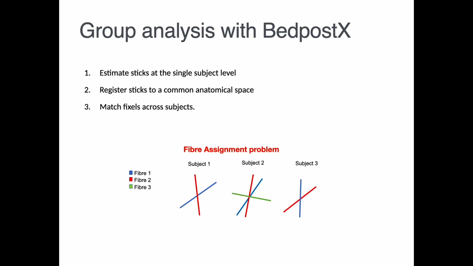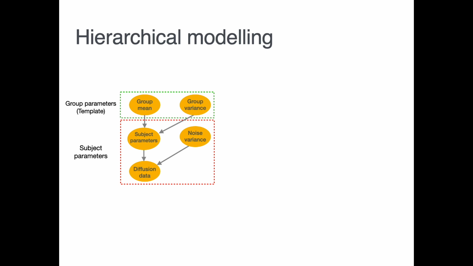For instance, in this case, subject 1 might have only 2 fibers, whereas subject 2 might show 3 fibers, and subject 3 again 2 fibers. Also, if we just look at, for example, the red stick in the first subject, it is hard to assign it to either of the red or blue in both subject 2 and subject 3, as the orientations are very close. This is where Whim comes in.